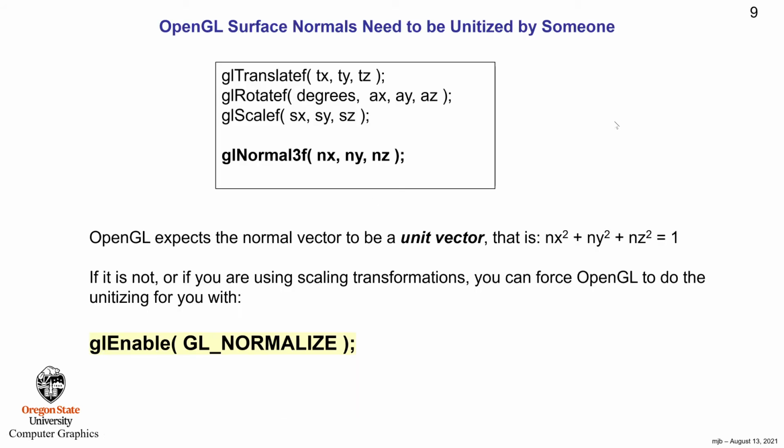Okay, the surface normals, in order to work in the lighting equation, need to be turned into unit vectors. You can turn them into unit vectors, or when you give it, you can make this a unit vector. But the problem is we have potentially non-uniform scaling, and that screws up the unitization of that vector.